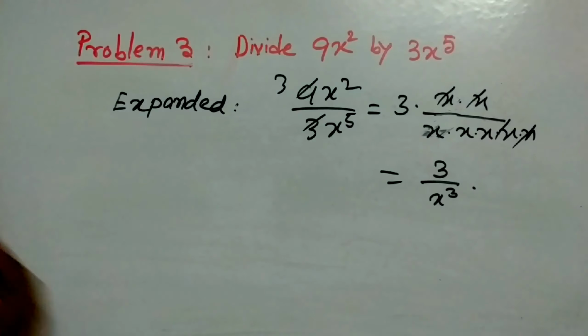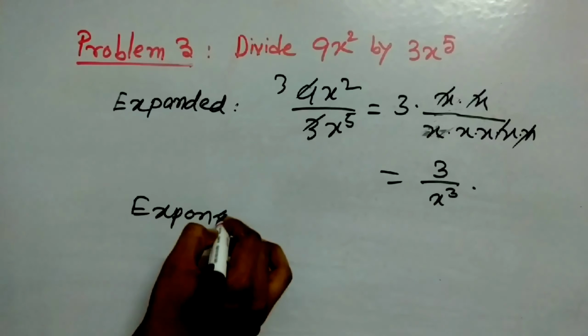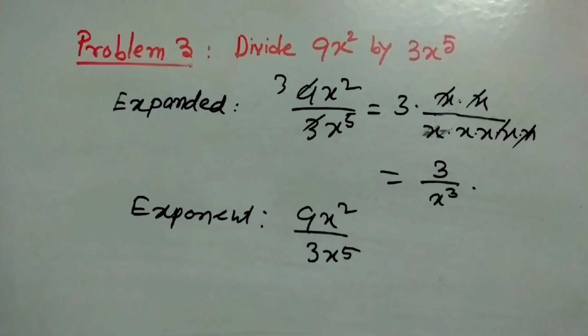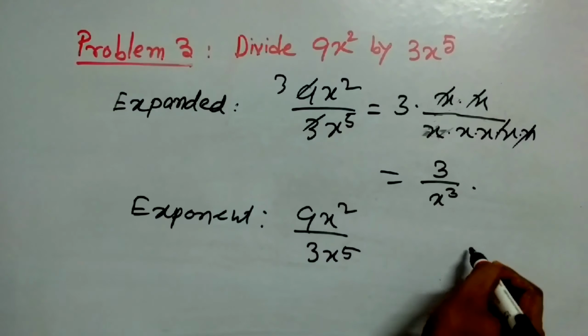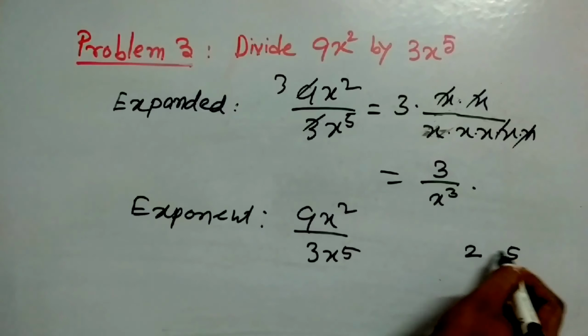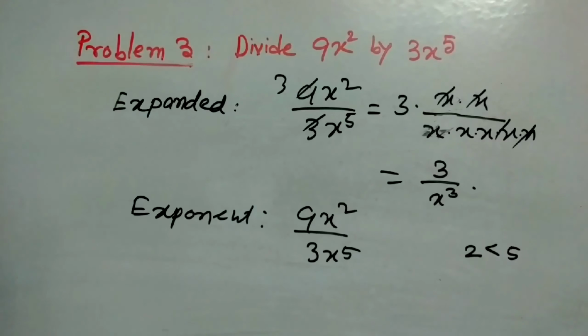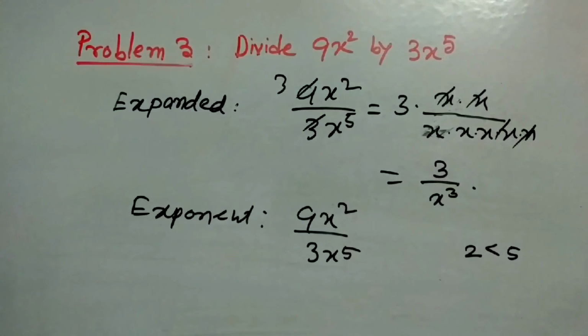Now if we go for the exponent method, because the power of x in the numerator is 2 and the power of x in the denominator is 5, and obviously 5 is greater than 2, therefore the calculation, the subtraction process, will be done in the denominator.